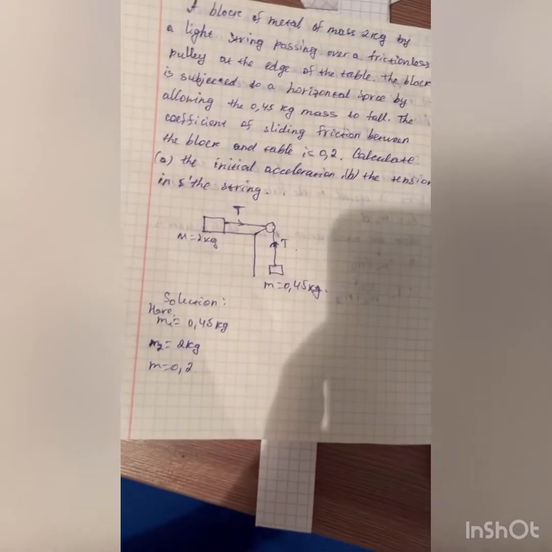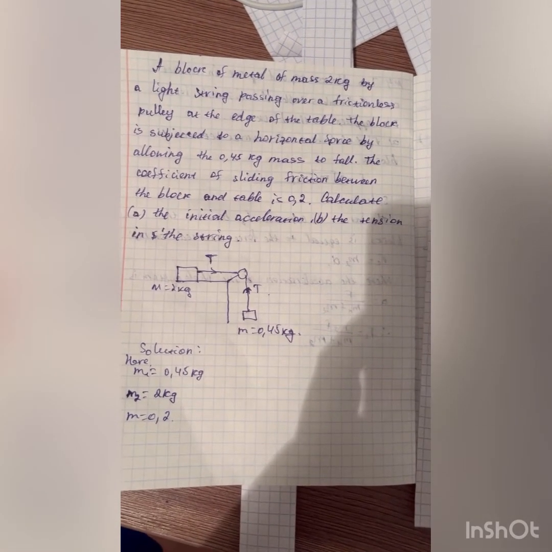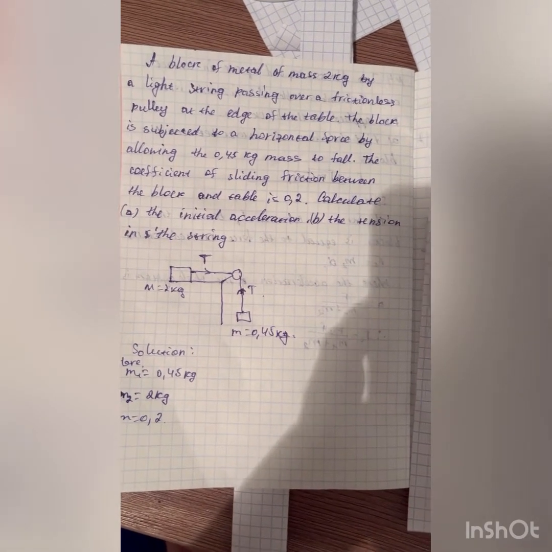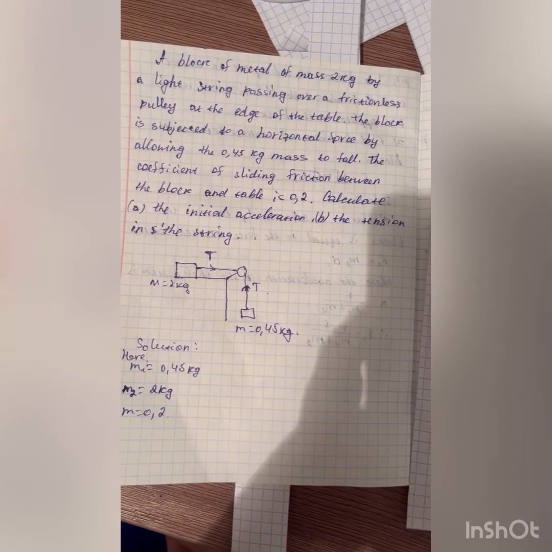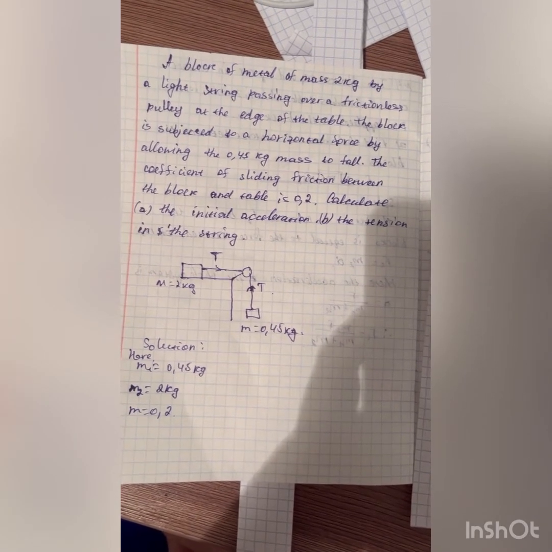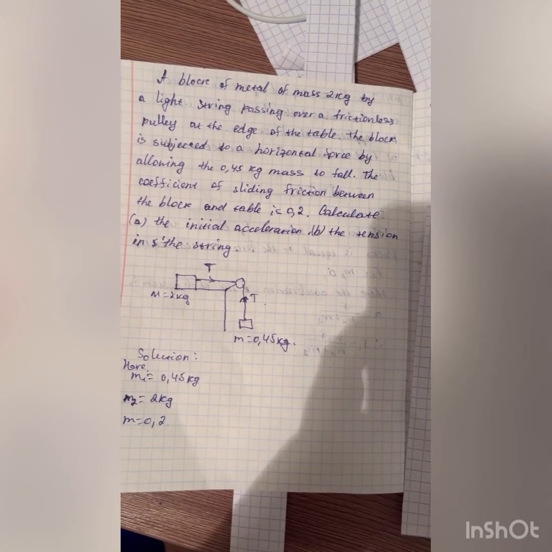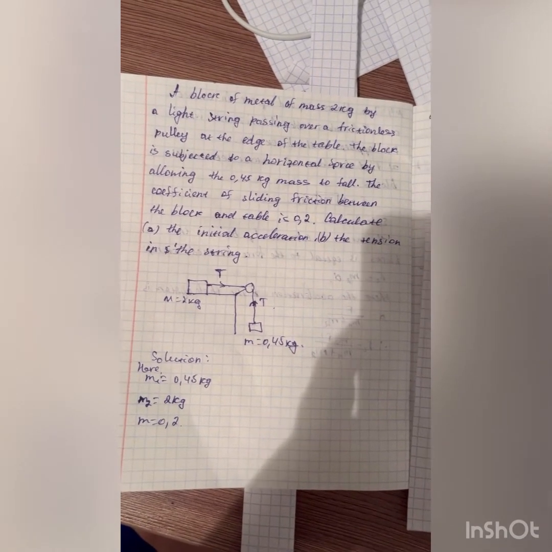And problems. A block of metal of mass 2 kg is connected by a light string passing over a frictionless pulley at the edge of the table. The block is subjected to a horizontal force by allowing the 0.25 kg mass to fall. The coefficient of sliding friction between the block and the table is 0.2. Calculate A, the initial acceleration, and B, the tension in the string.